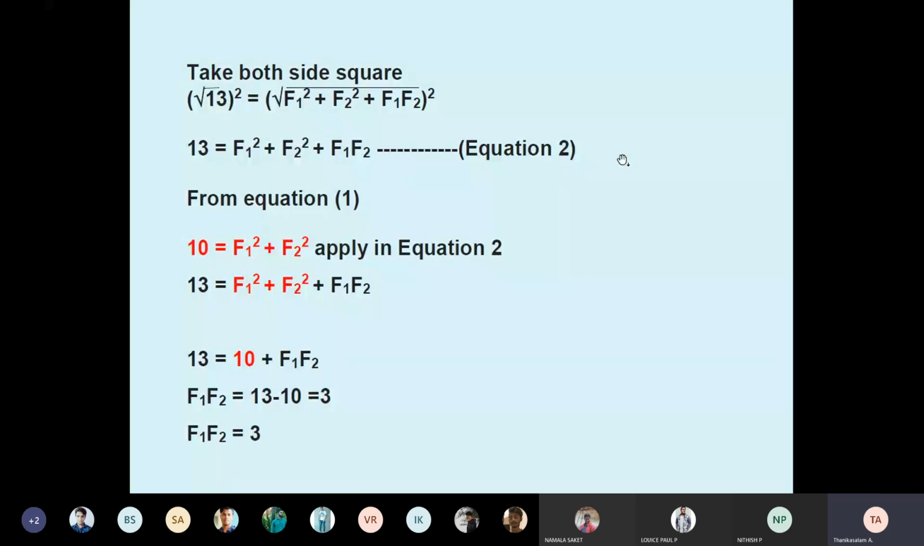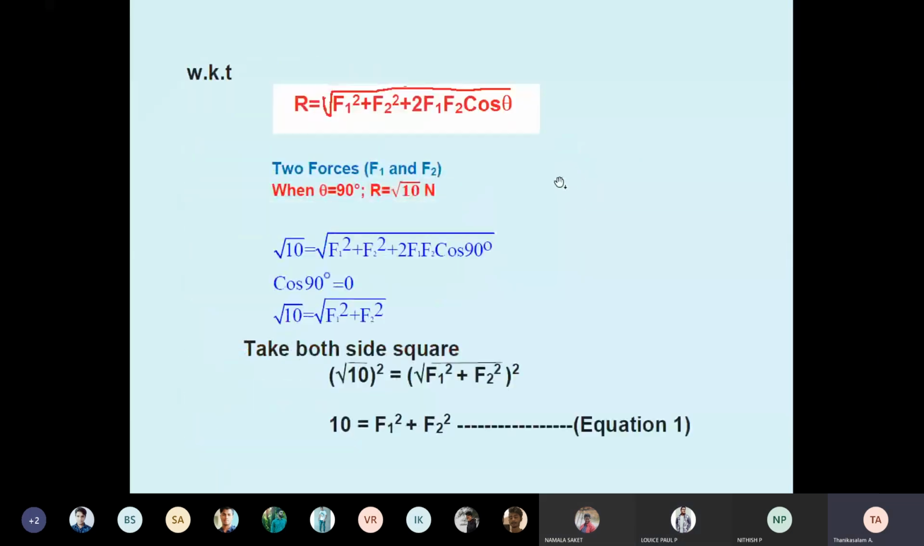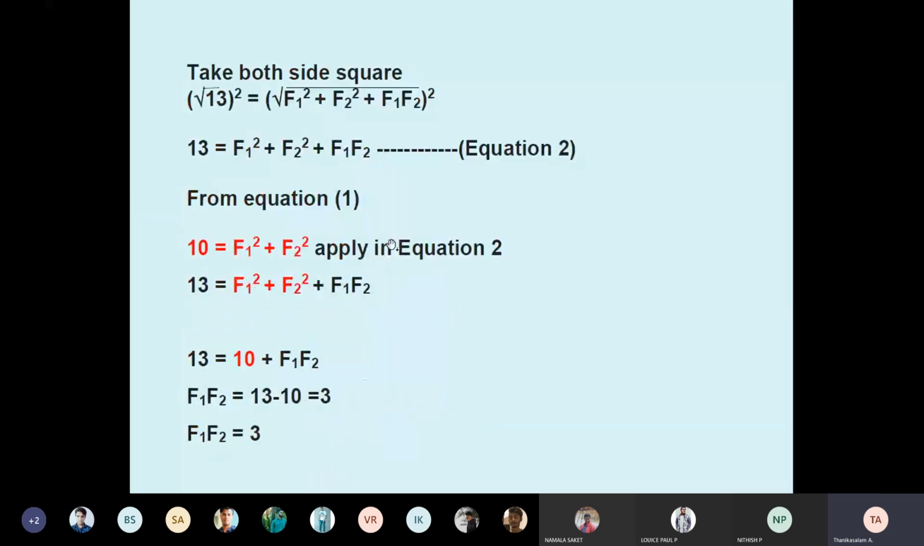Sajid, do you understand up to this one, case 2? Yes, sir. Okay. So already we have equation 1. What is equation 1? F1 square plus F2 square equal to 10. In equation 2 also we have F1 square plus F2 square. So I am replacing it, that's why I put a red mark here. I apply equation 1 in equation 2. Therefore, F1 square plus F2 square in terms of 10. 13 equal to 10 plus F1 F2. Therefore, what is F1 F2? 13 minus 10 equal to 3.